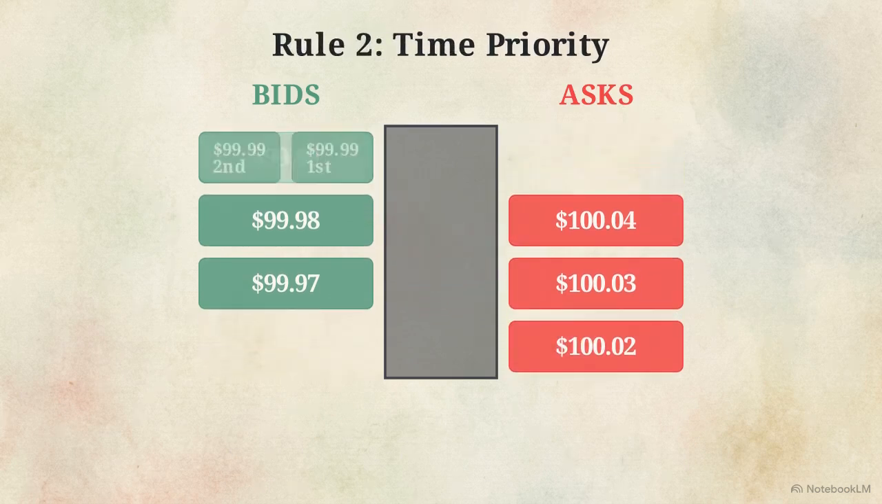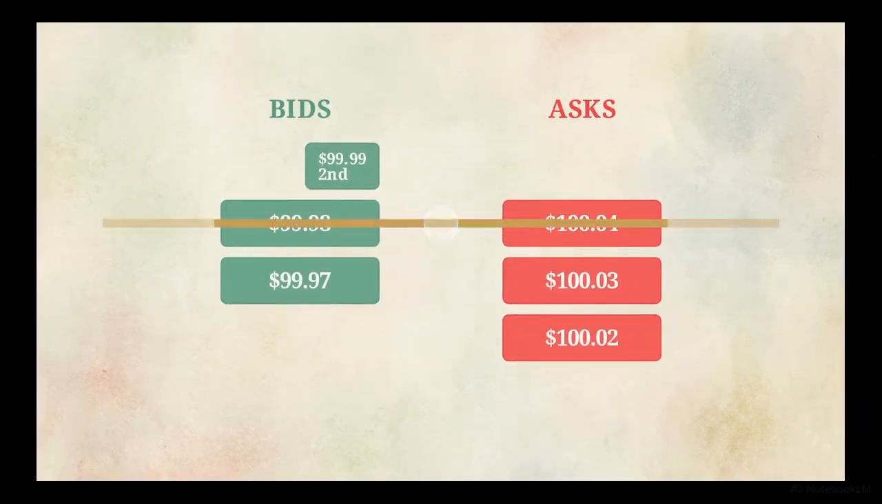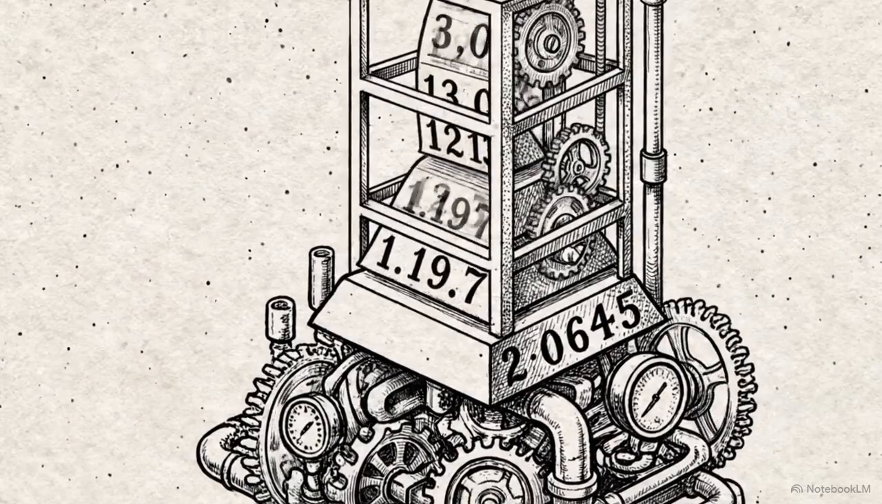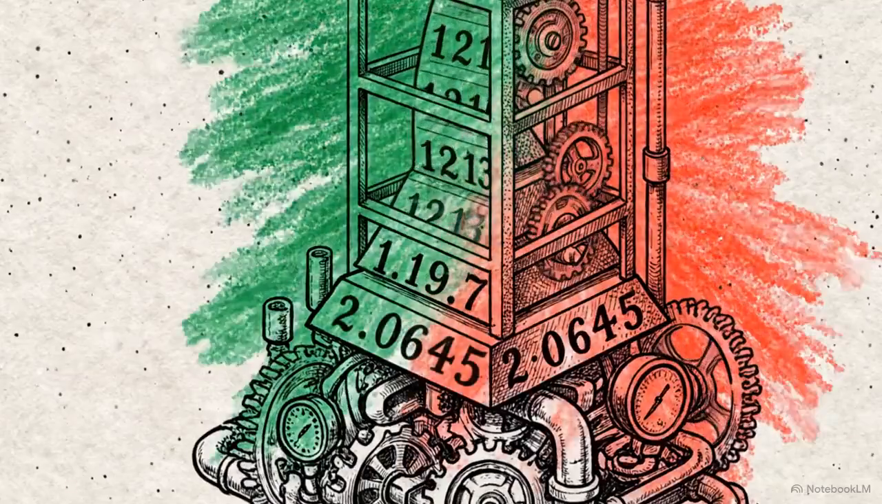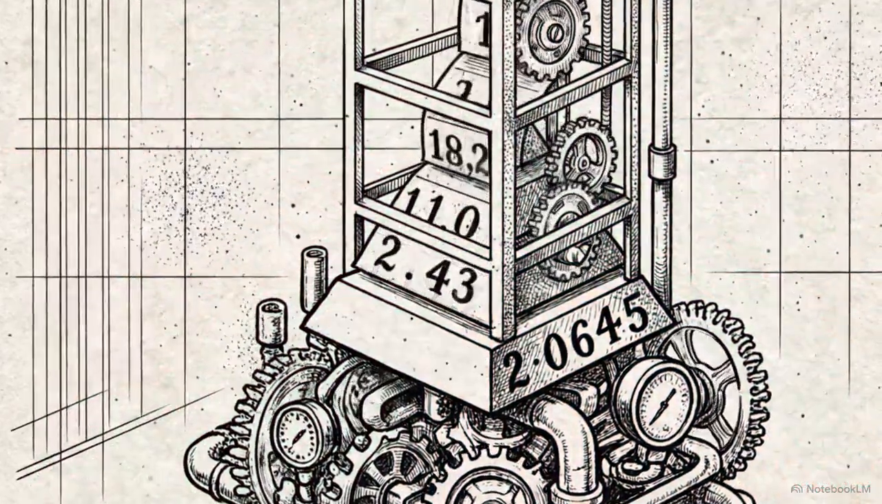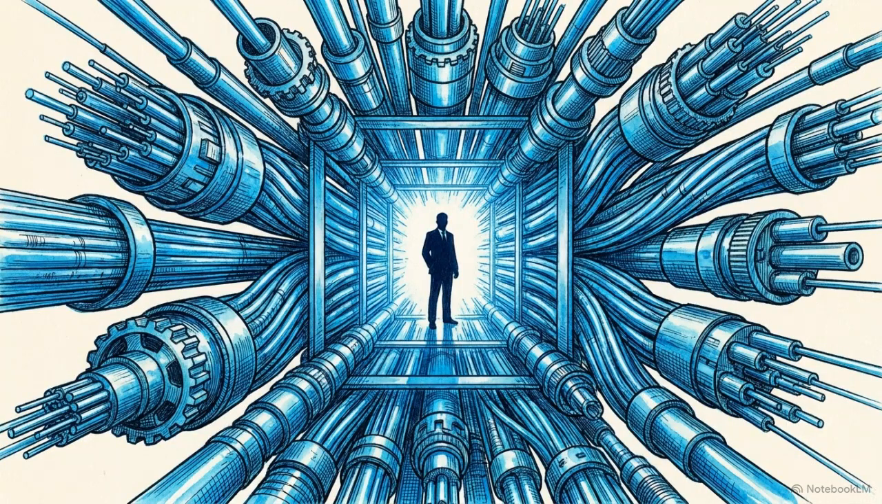The second rule is time priority. If multiple buyers offer the exact same price, the order that arrived milliseconds earlier gets executed first. The rest wait in line. But this pure auction system has a fatal vulnerability. If buyers and sellers aren't continuously present, the order book empties out, liquidity dries up, and trading grinds to a halt. This brings us to Layer 2, market makers.